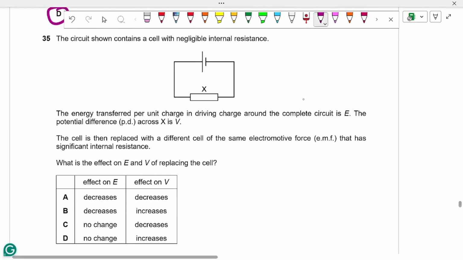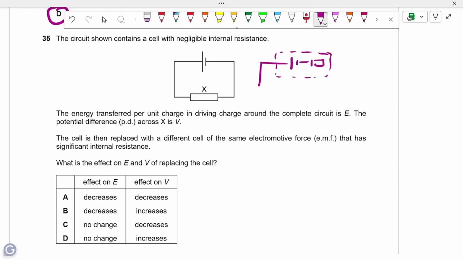Question 35. The circuit contains a cell with negligible internal resistance. Then we replace that with an EMF source that has significant internal resistance. So we now have a system with significant internal resistance, something like that. So the effect on E: the EMF doesn't change, right? What you get out is what you get out. It's now just being shared amongst two things, right? That's how internal resistance works.